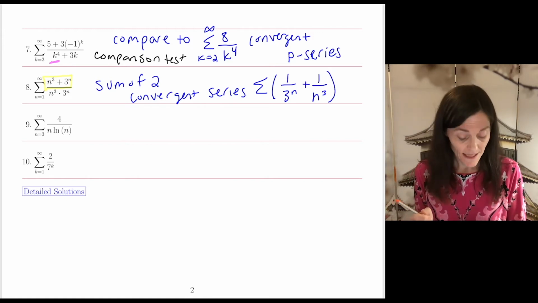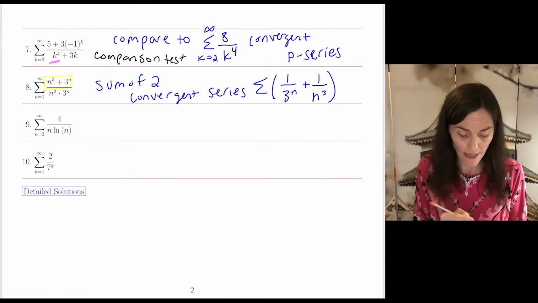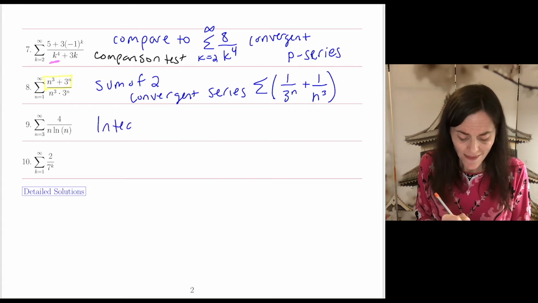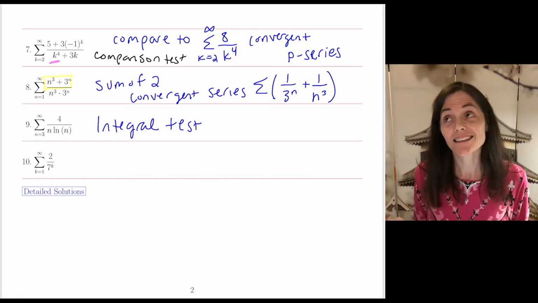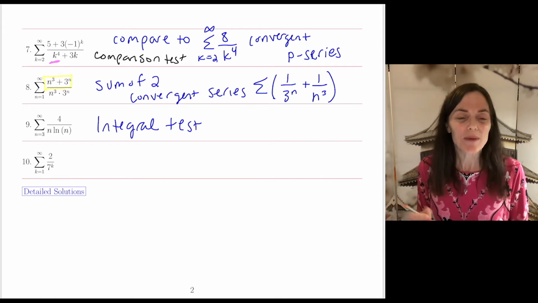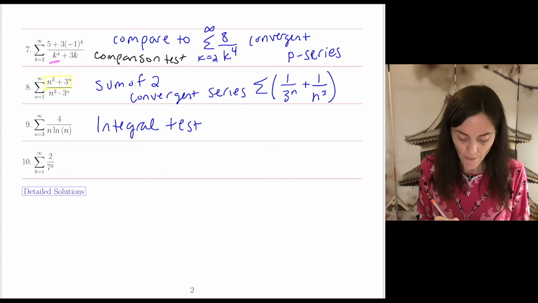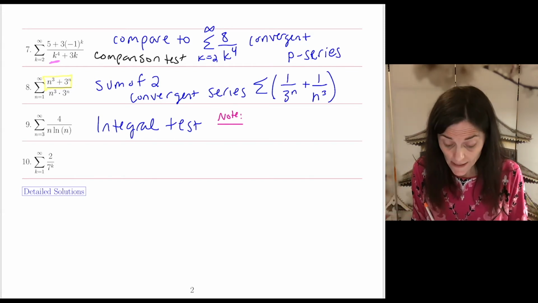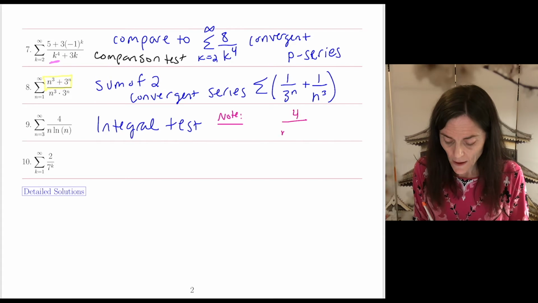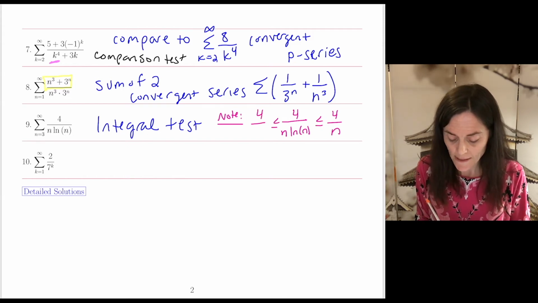Number 9, this is the only one on this list I would integrate, integral test. You might think you want to compare it to the harmonic series or the sum 1 over n squared. Neither of those will work so well because this series, and this is a good thing to think about as you're thinking about strategy, well, the terms of the series sit between 4 over n and 4 over n squared, okay?